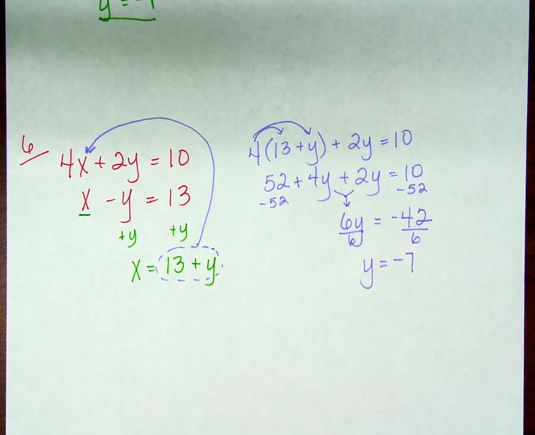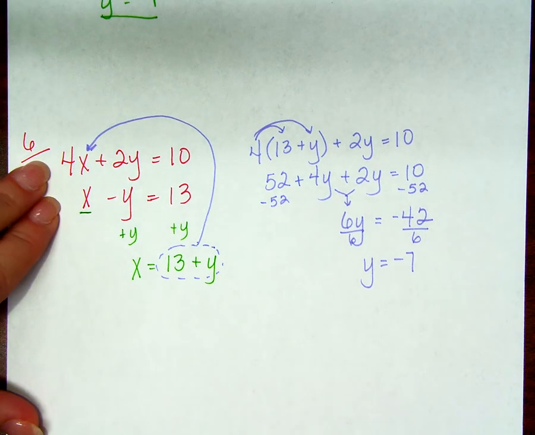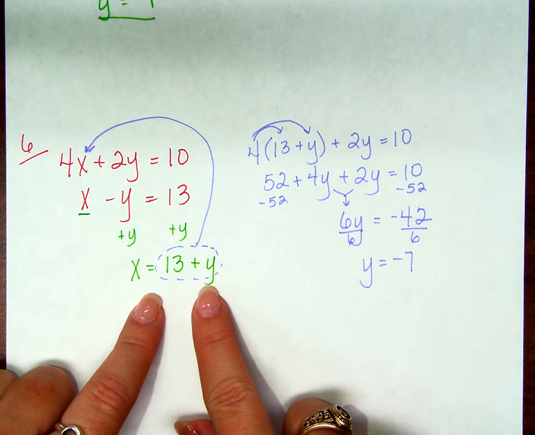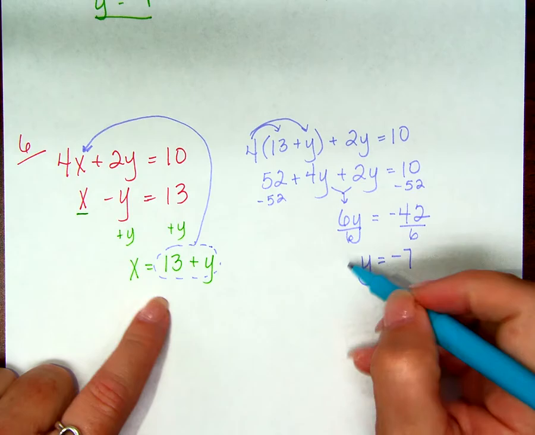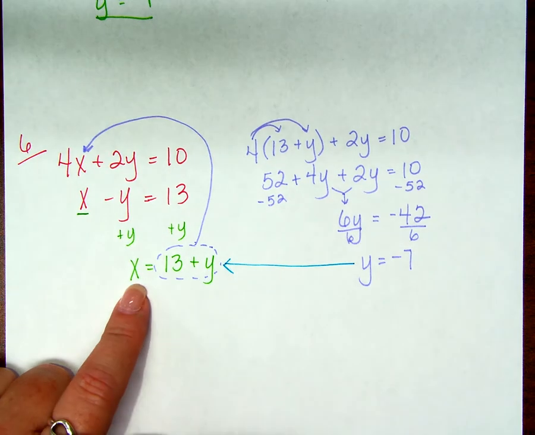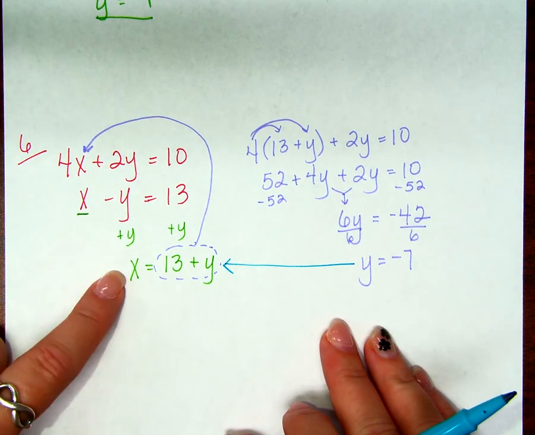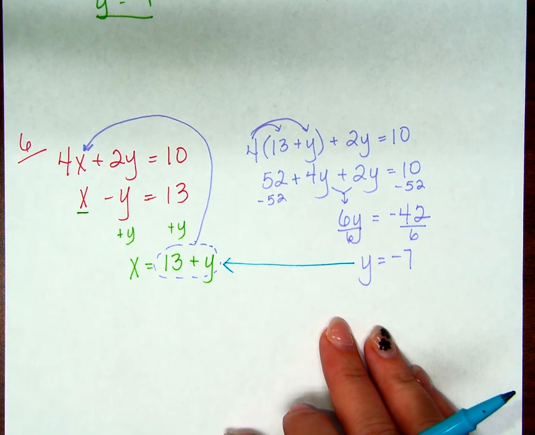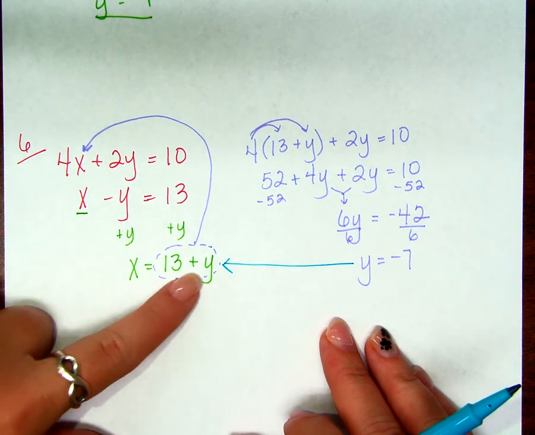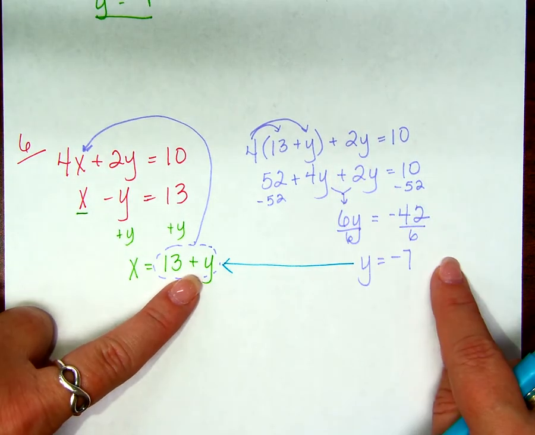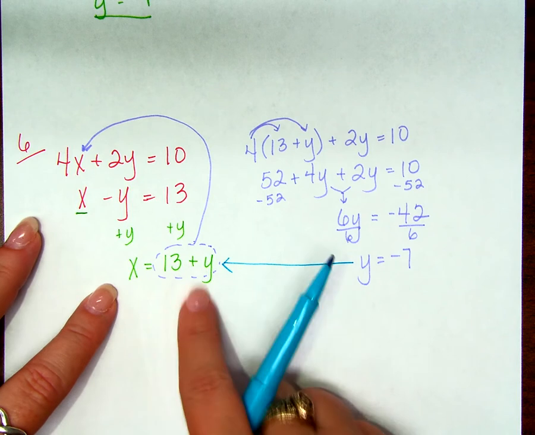Now that I know y, what do I need? X. How do I find out x? Plug it in. Where should I plug it in? One of these two? Why couldn't I go here? Wouldn't that be better? Couldn't I go straight right here? Because I already have x solved for, don't I? I don't have to. I can use this one because I got it from the beginning. Now I risk if I made an error here, but if I made an error here, I made an error over here too, didn't I? Okay, so I can go straight back to here where I already have x solved for.